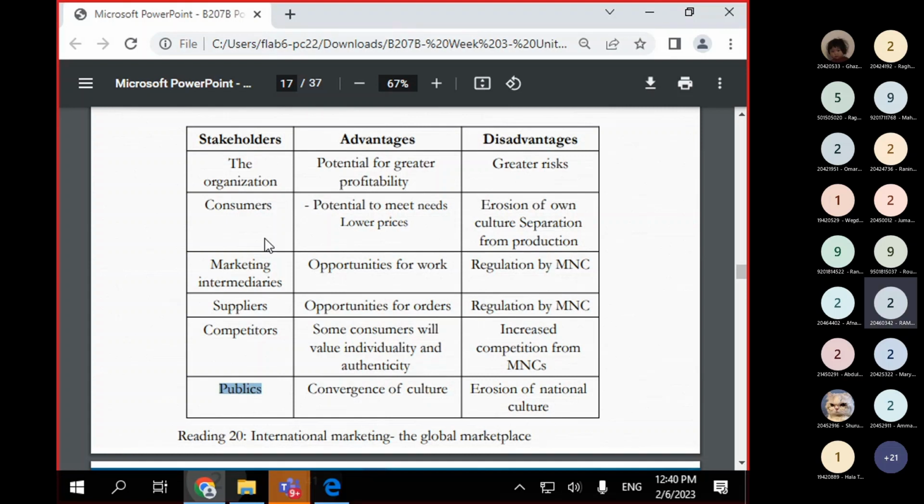We said it. They will have more chances to get profit, money. Absolutely. A chance for a greater profit, more opportunities, more customers. We have a chance for higher profit. This is why we expand globally. Okay, what are the disadvantages?